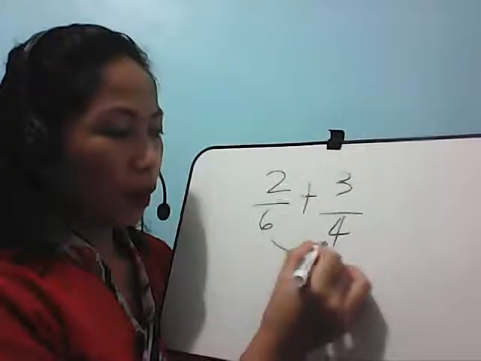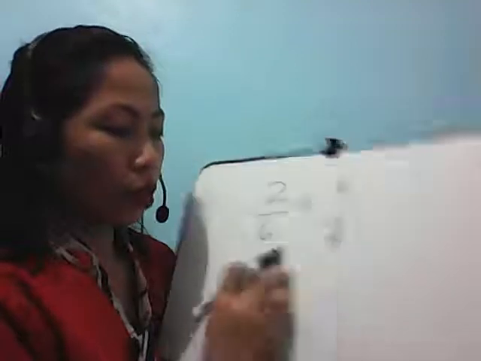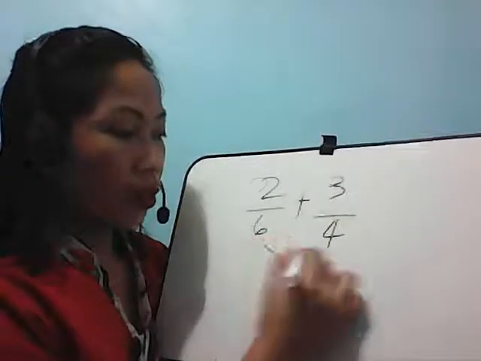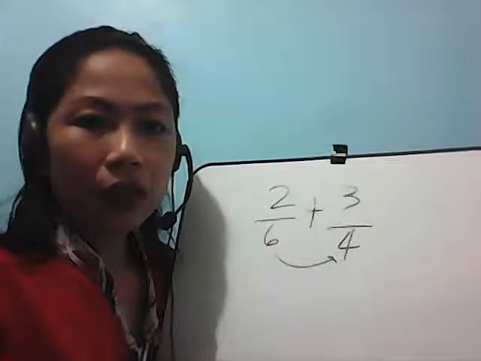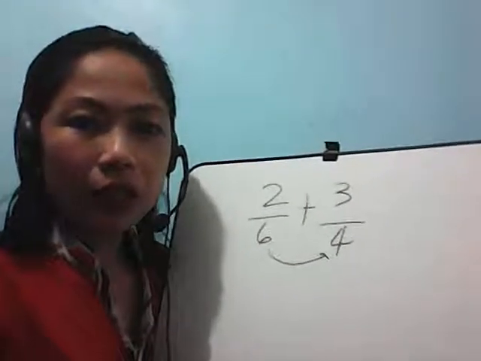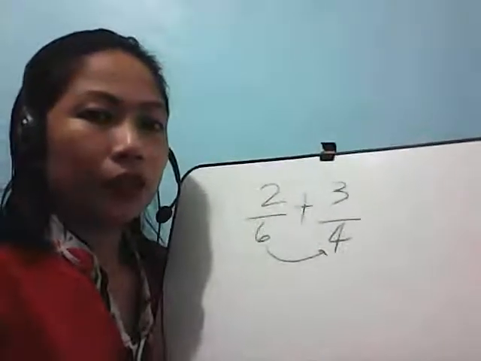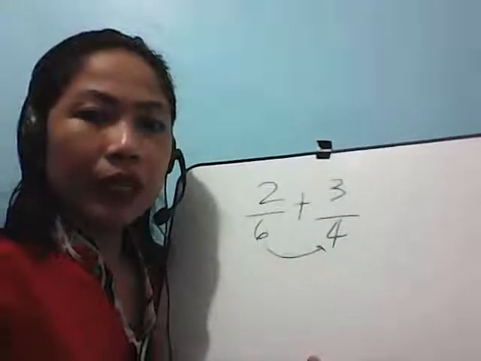Multiply this. This method is faster. There are many methods for adding dissimilar fractions actually, but this method is the easiest way. Okay? This is the easiest way in adding and subtracting dissimilar fractions rather.